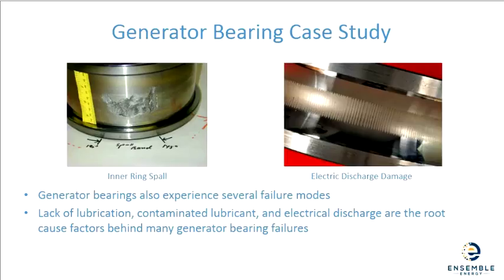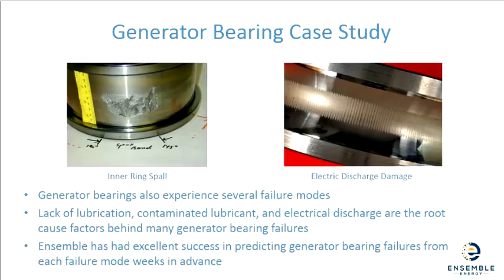We're very successful in predicting generator bearing failures. We can usually do that weeks in advance. One of the things that affects our prediction horizon, how far in advance we can actually predict the failure, is how quickly the failure progresses. In the case of generator bearings, it's a high-speed bearing, so damage in the bearing would tend to progress very quickly.